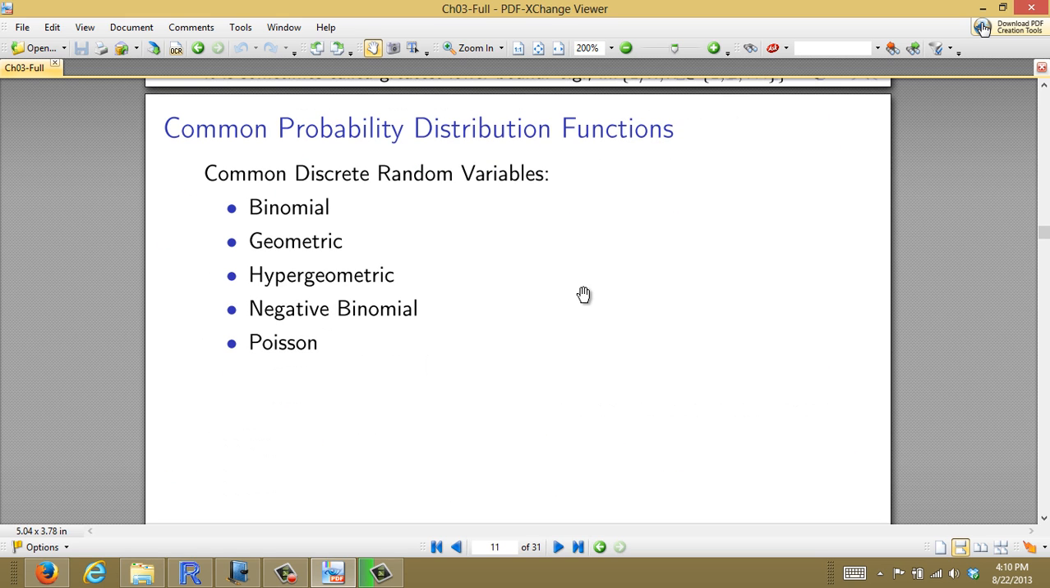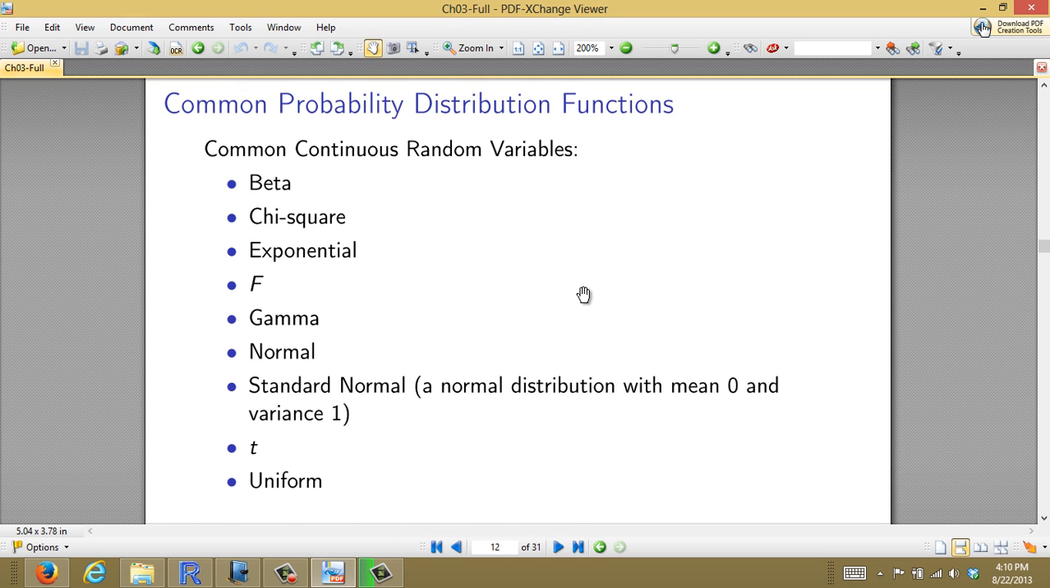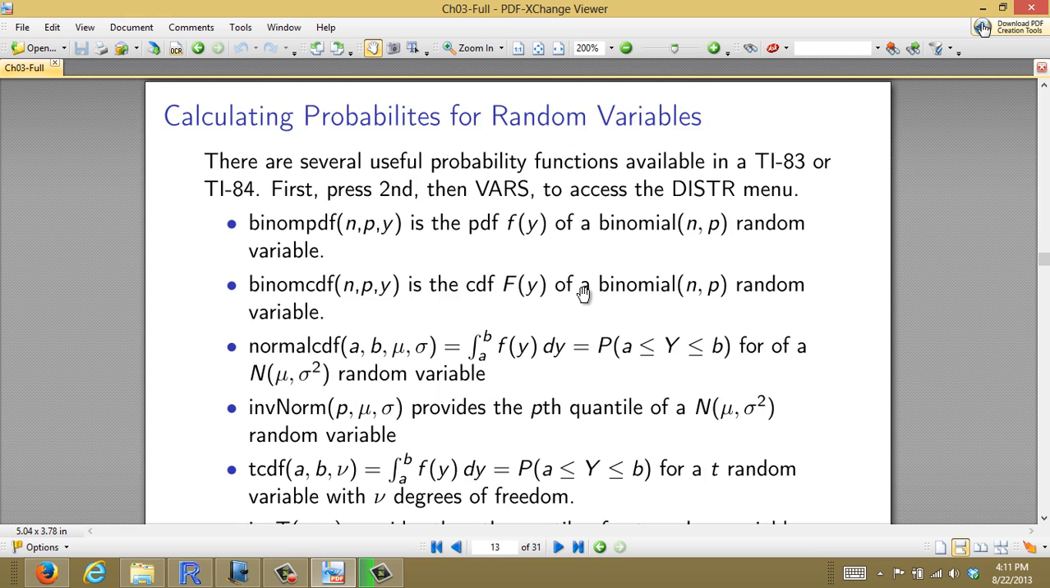So there are some common probability distributions that we use in statistics. For discrete random variables, some of the common ones are the binomial random variable, the geometric, hypergeometric, negative binomial, Poisson. I'm not really going to introduce any of these in detail. These all should have been things that you learned in your previous statistics class, though the book does talk about each of these in detail in Chapter 3, so if you have questions, please go there. Some common continuous random variables are the beta random variable, chi-square, exponential, F, gamma, normal, standard normal, t, uniform. There are lots of continuous random variables and lots of discrete random variables, but these are some of the most common ones that are used in statistics.